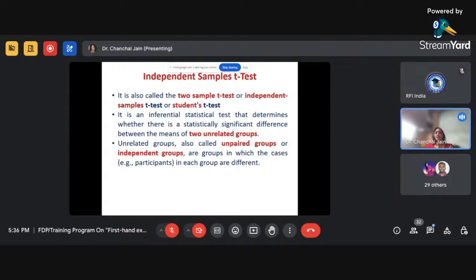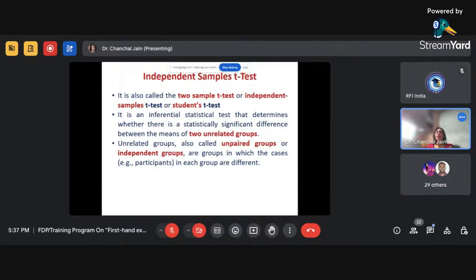Further, it is an inferential statistical test that determines whether there is a statistically significant difference between the means of two unrelated groups. So when I read this sentence, maybe you have observed that I have given emphasis to a few of the words. The first one is, it is an inferential statistical test.